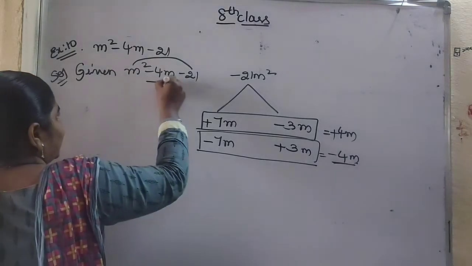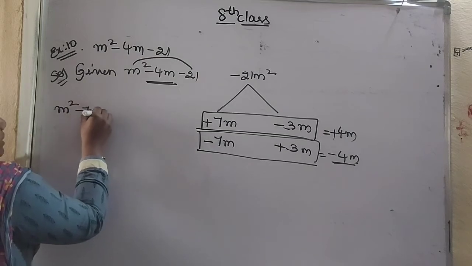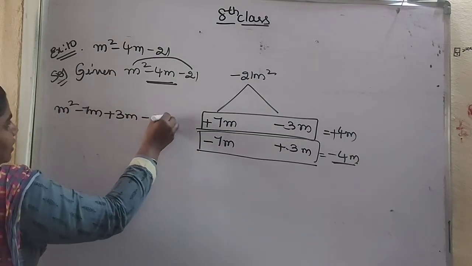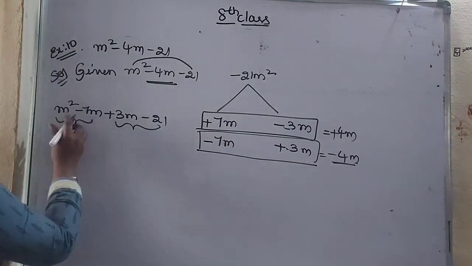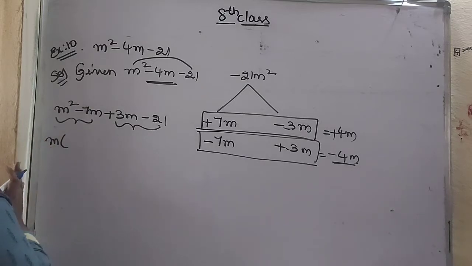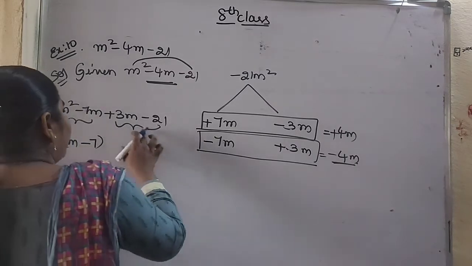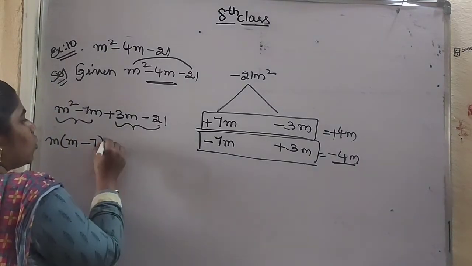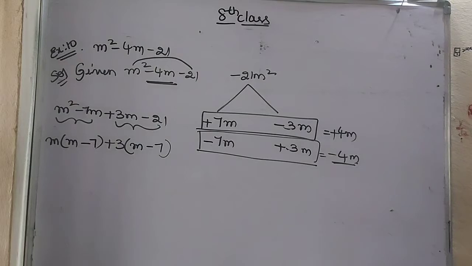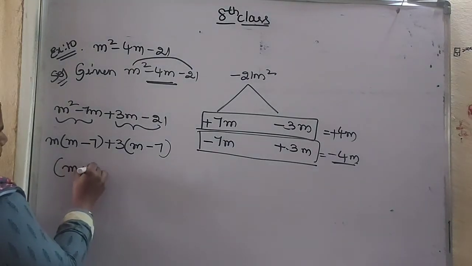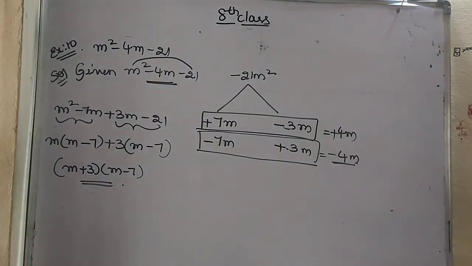So in place of this minus 4m, we can substitute these two values: m square minus 7m plus 3m minus 21. I take the first two terms and the second two terms. In the first two, m is common, so I take m outside; here m is remaining, minus 7 is remaining. From the other two we can take 3 as common, so 3m as it is, and 3 times 7 is 21. So what are the factors here? The factors are m plus 3 and m minus 7. These are the factors of example number 10.